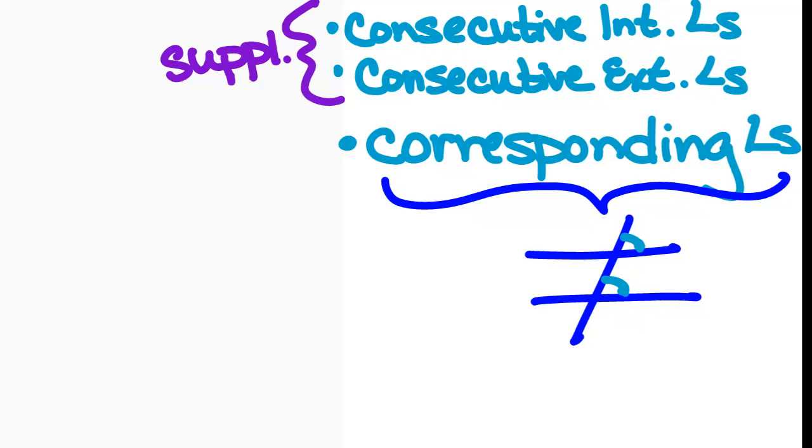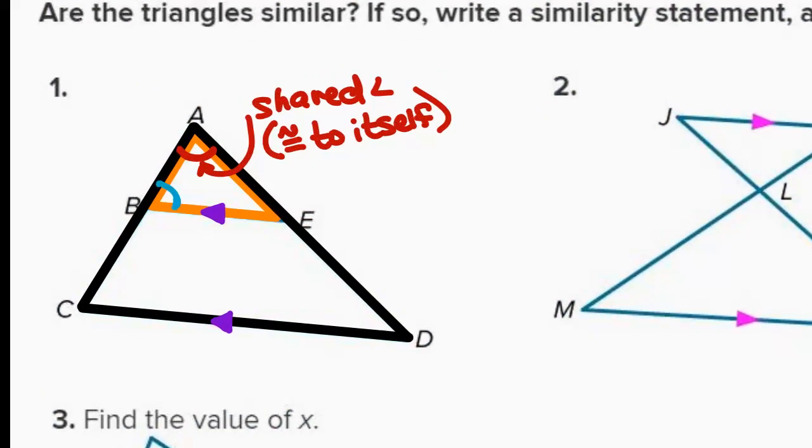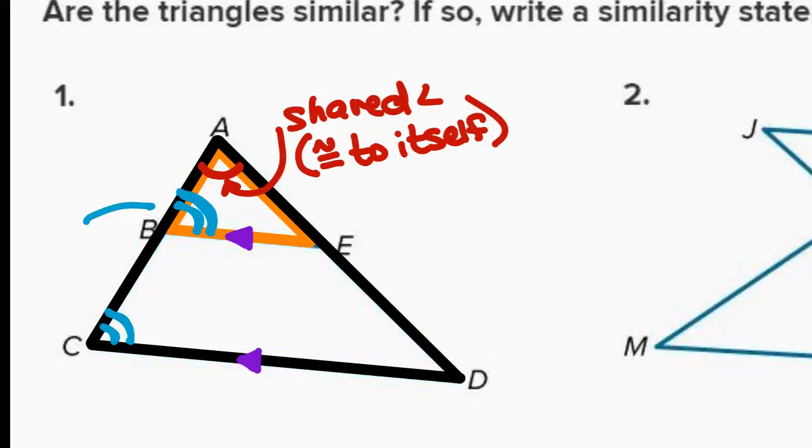And when I look at number 1, I see corresponding angles. B and C are corresponding angles. Or we could have said which 2. What other 2 are corresponding? E and D. So B and C are corresponding angles, or you could say E and D, either of those.